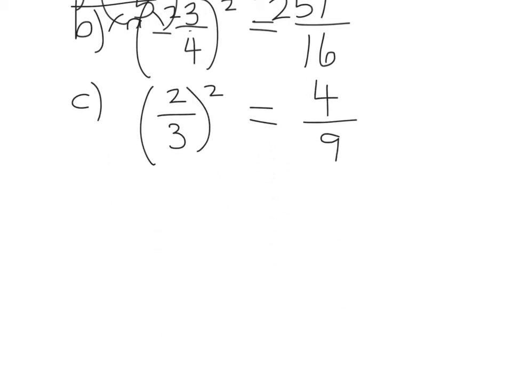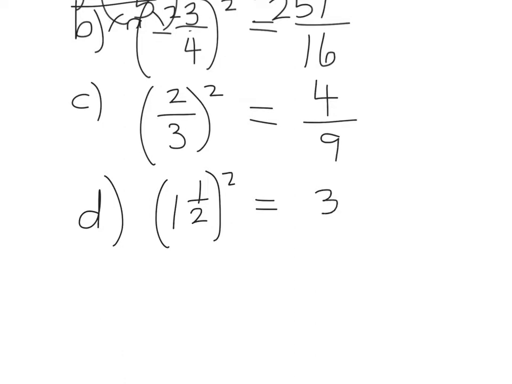If we have a mixed fraction, like 1½ squared, that's the same as 3 over 2 squared, because 1½ is the same as 3 over 2. And then we square the 3 and we square the 2.